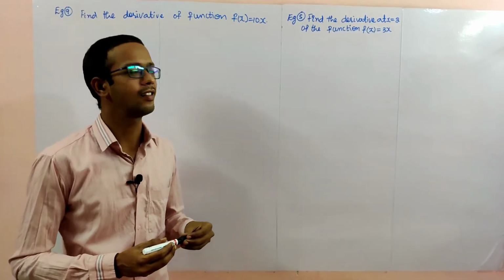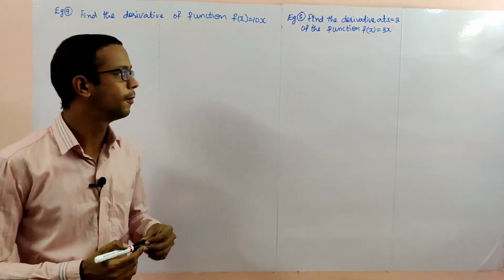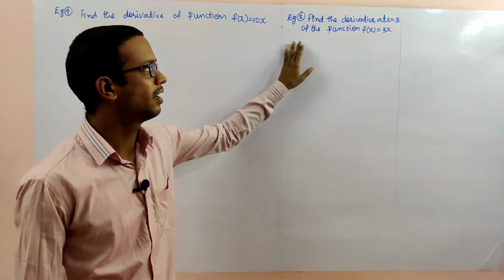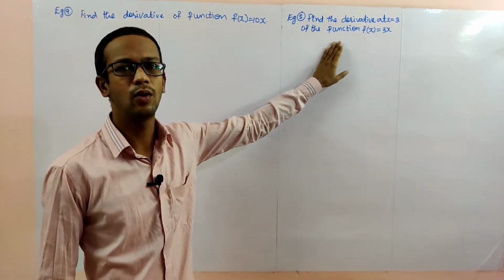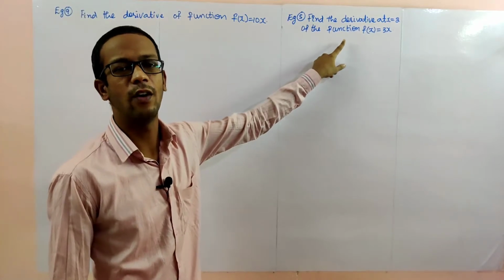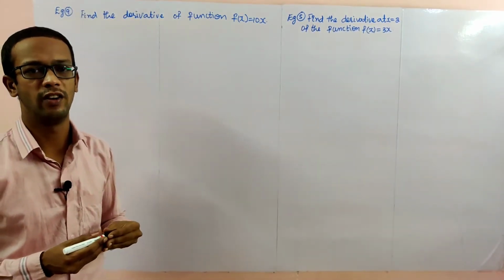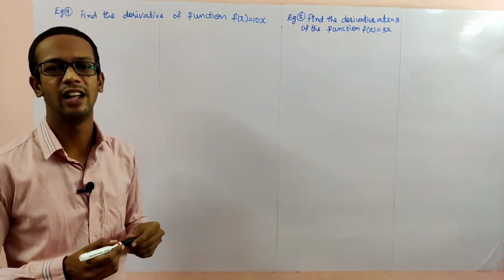Next, we start Example 5. Some important problems I will discuss here. Example 5: find the derivative at x equal to 2 of the function f of x equals 3x. By using the first principle of derivative, we have to find the derivative.